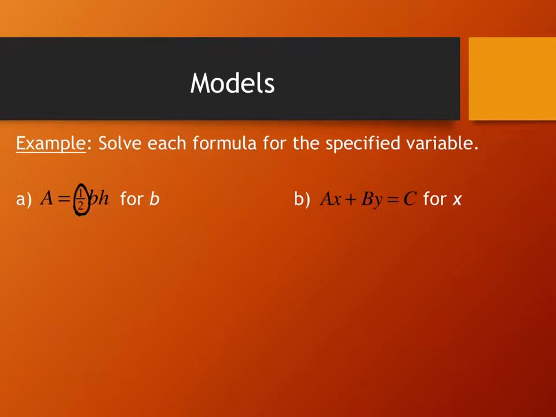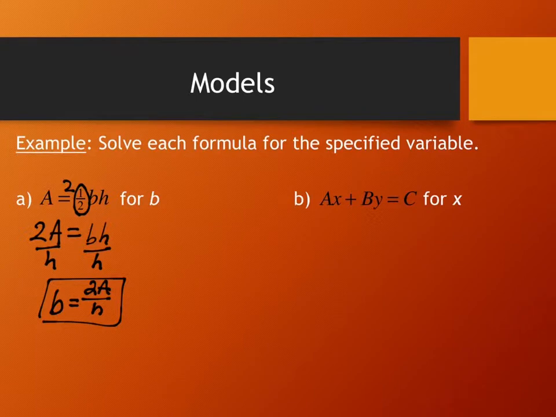So if I were to choose to multiply by 2, this would be 2a equals bh. What would I have to do to get b alone? Divide by h. So this would be one version: base equals 2 times area over height. One version of this solved for b. Not the only version, but one common version.